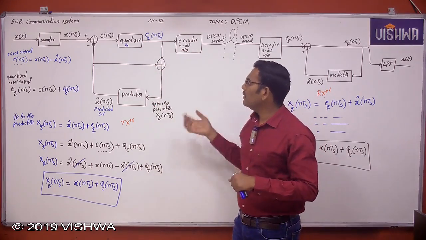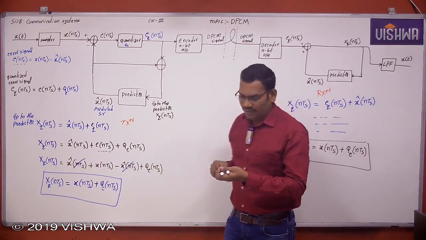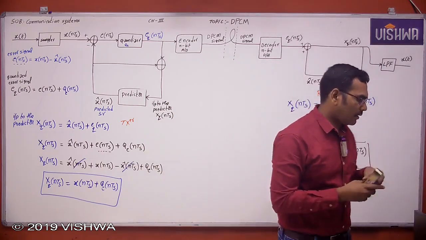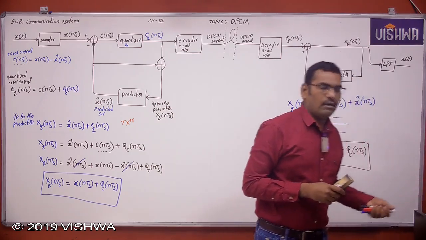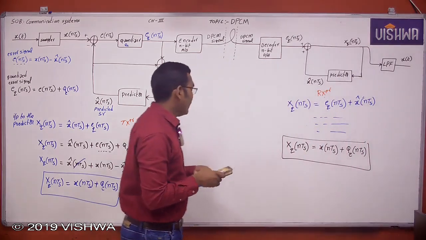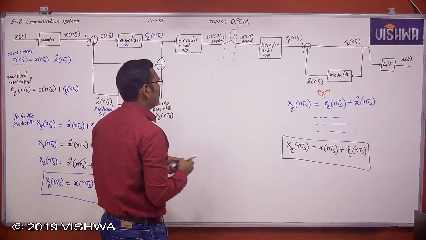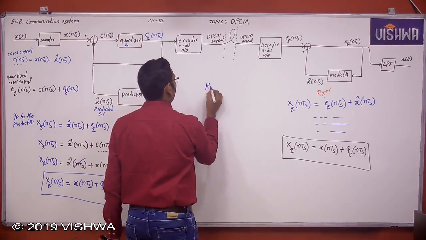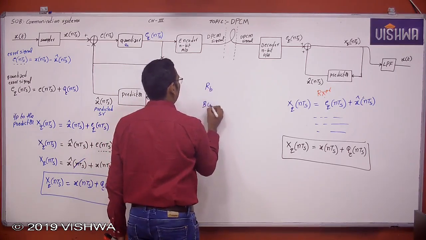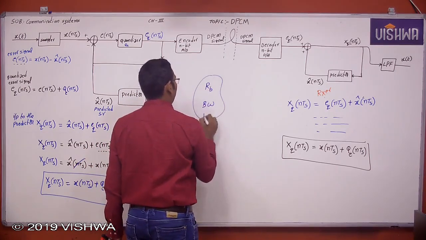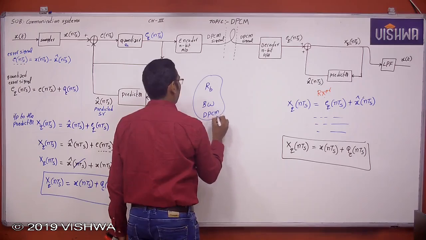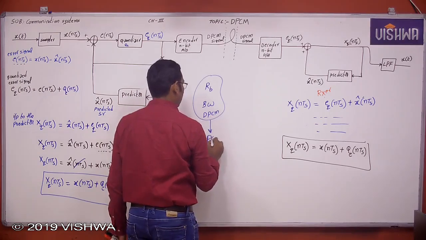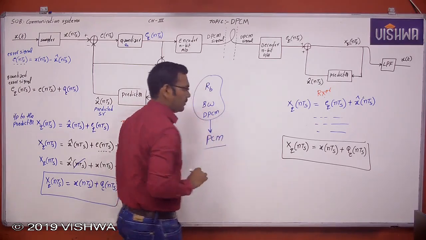Now that is the concept of DPCM, where the error should be less, without changing the bitrate and bandwidth. So we are not disturbing the n value. Therefore the bitrate and bandwidth of the DPCM signal will be the same as that of the PCM system. Okay? No doubt.